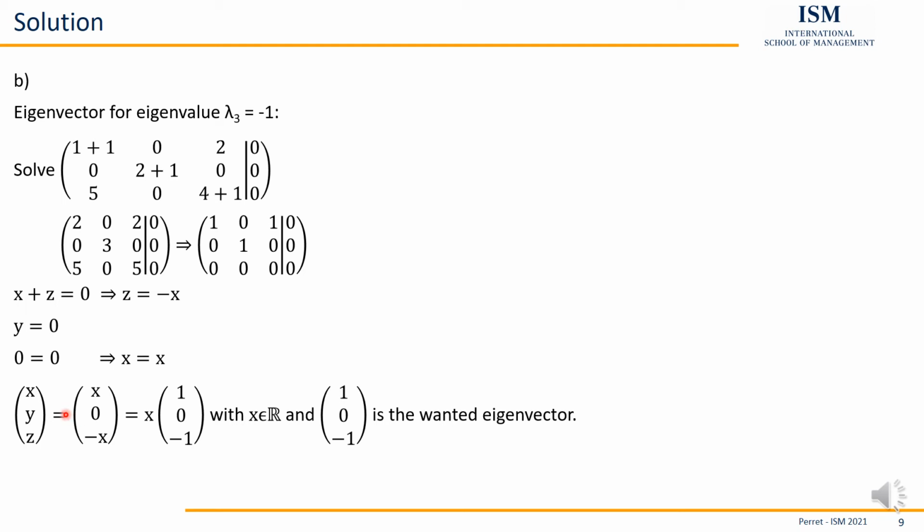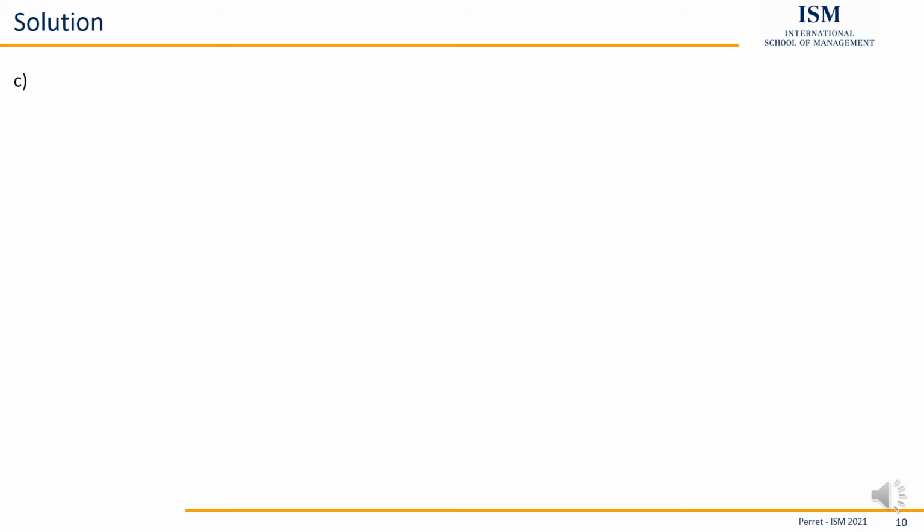We pull the x in front of this and get as a result 1, 0, -1. So the 1, 0, -1 is then the wanted eigenvector to the eigenvalue -1. And this then concludes as well exercise part B. We can continue with part C, this matrix here.